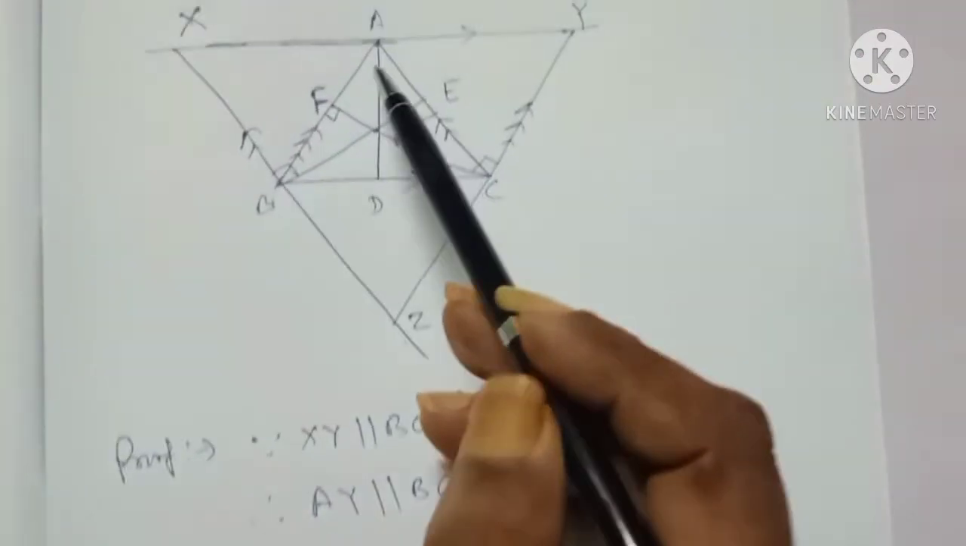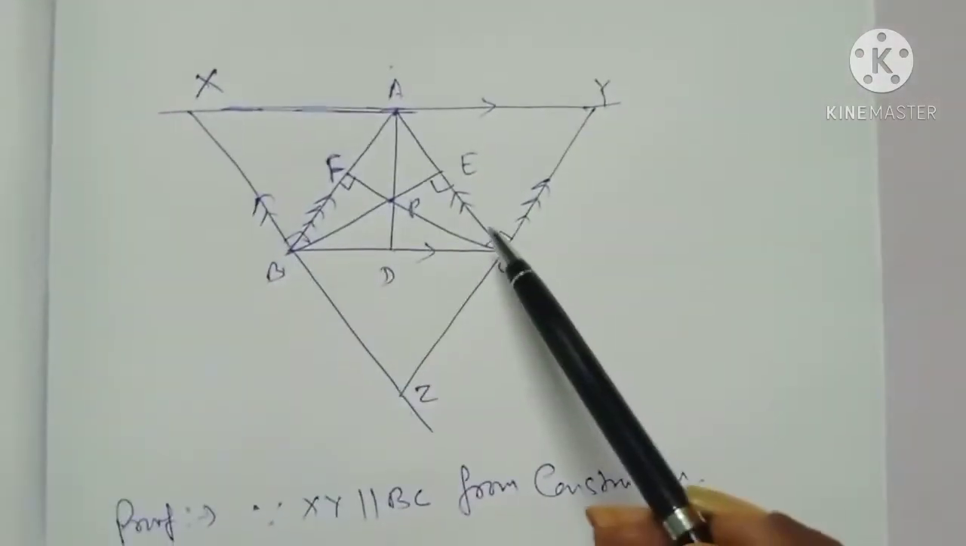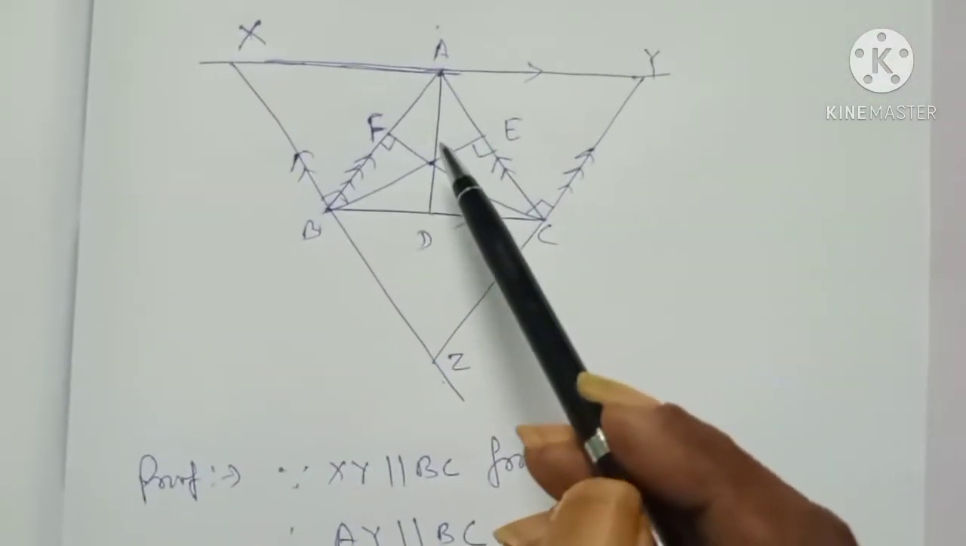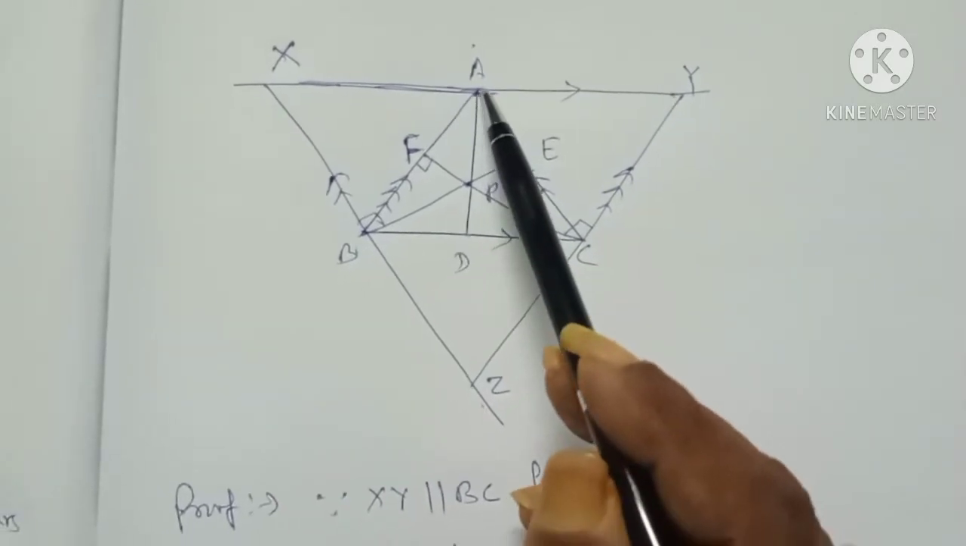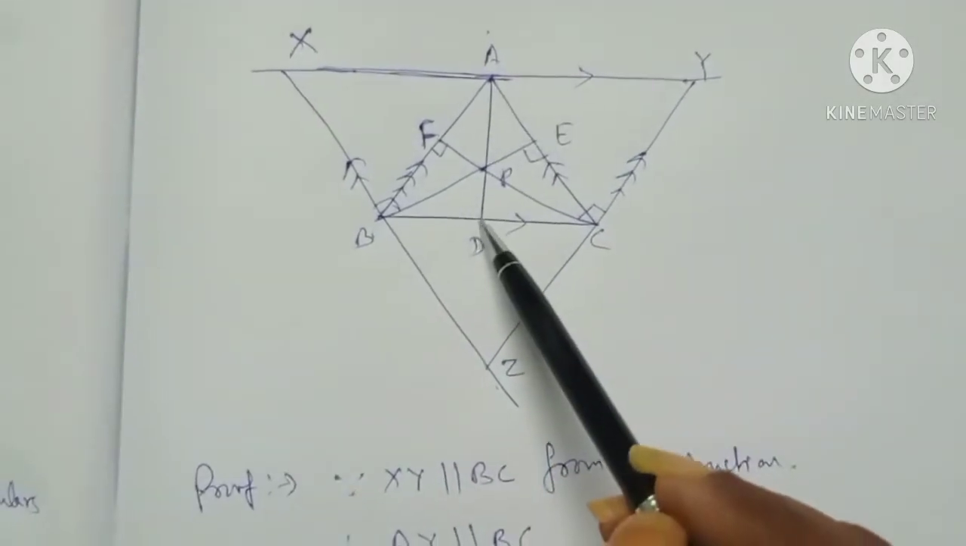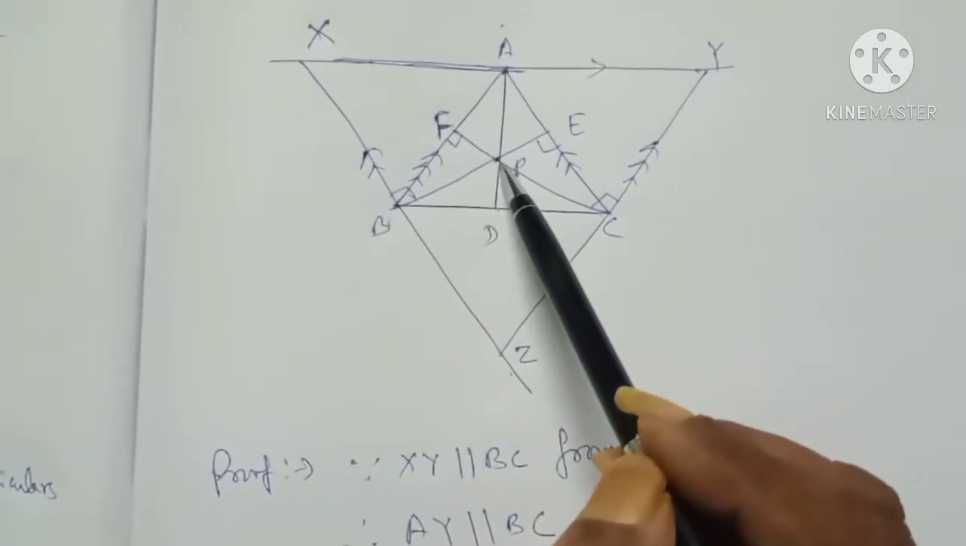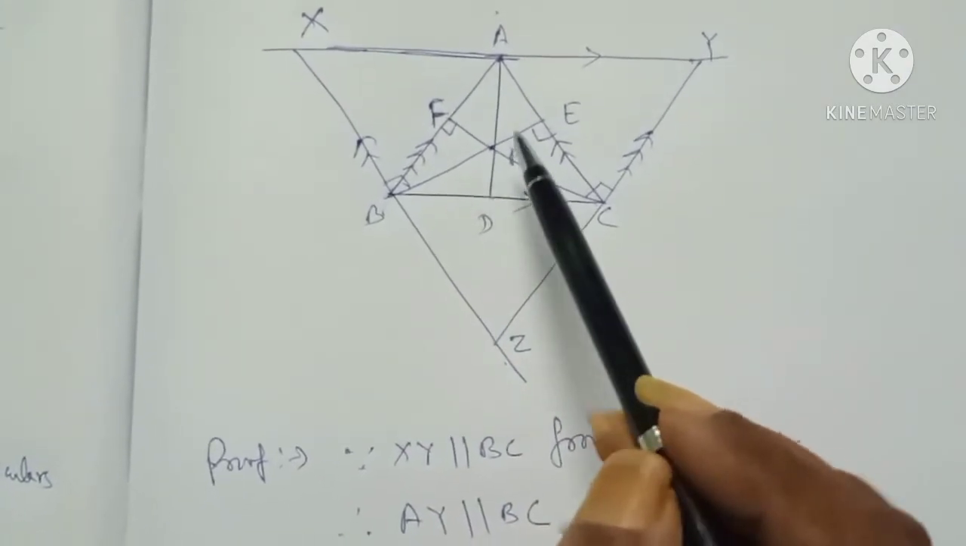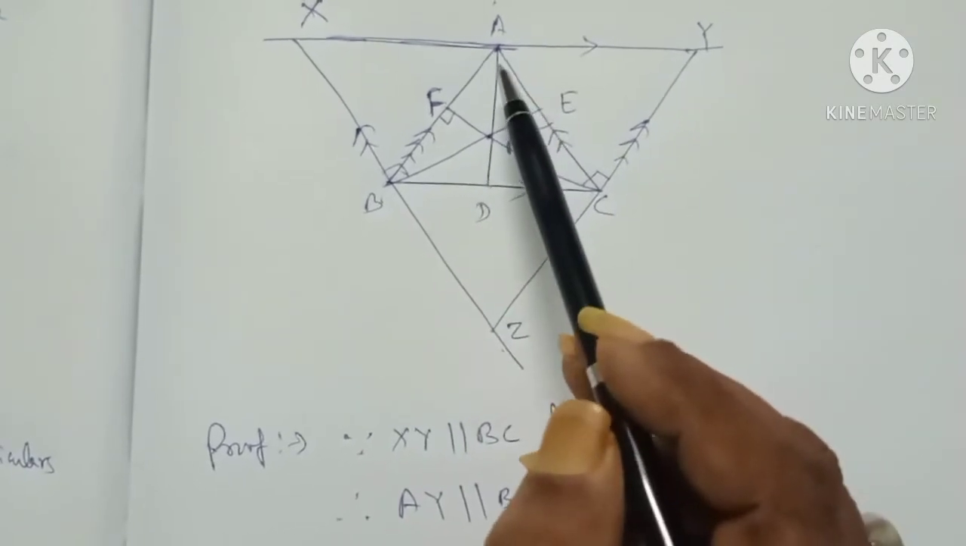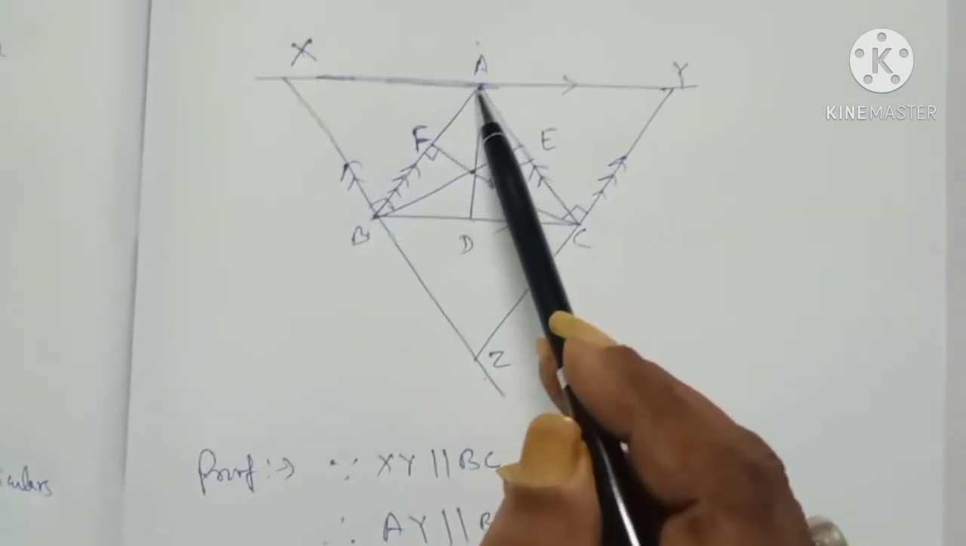First of all, there is a triangle ABC. Now the theorem states that the altitudes drawn from the vertices of the triangle are concurrent, that means they pass through a point P. So how have we proved it?